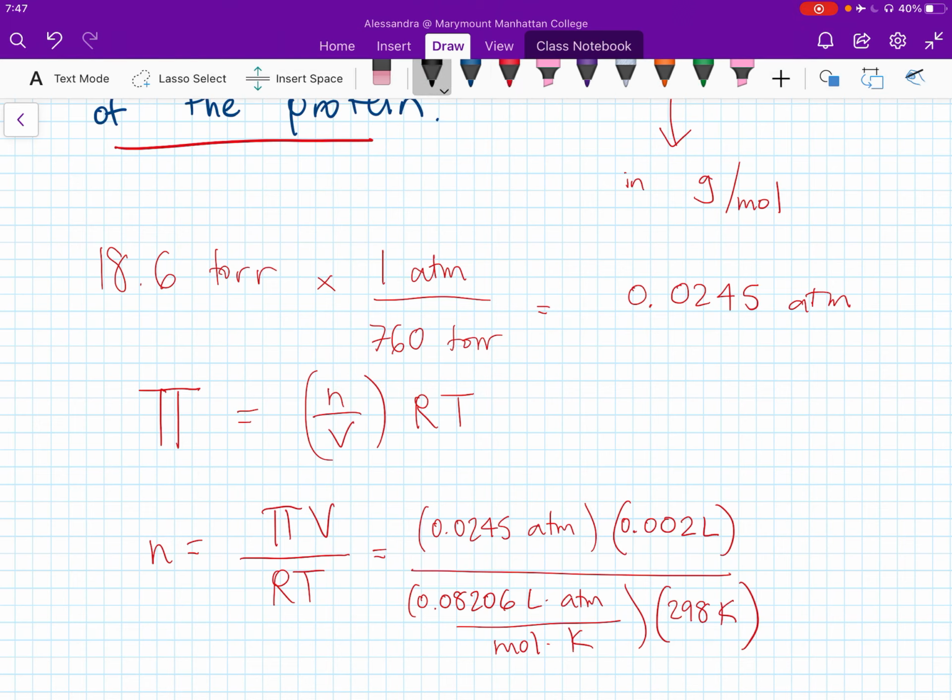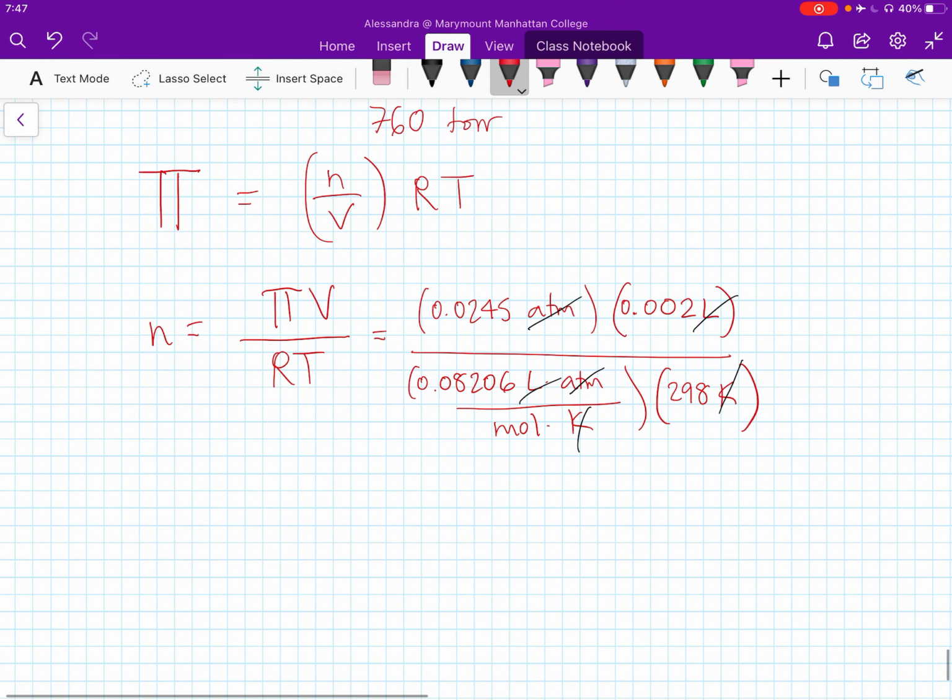So keep track of your units here. They are your friends. You can cancel out the atmospheres and the Kelvins and the liters, and moles is in the denominator of the denominator. So the moles flip to the top, and this gives me the number of moles of protein as 2.0 times 10 to the minus 6 moles of protein.